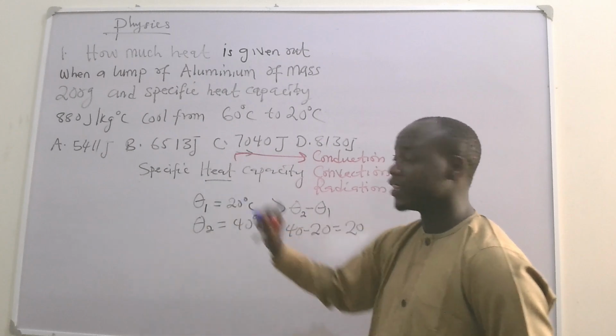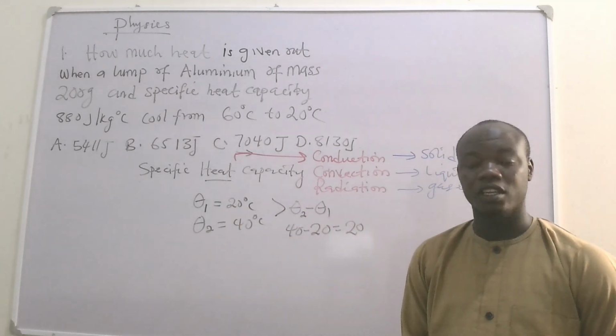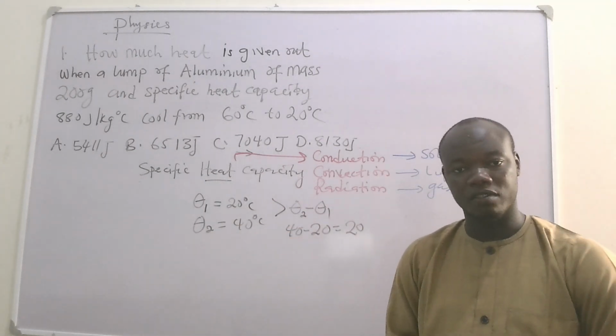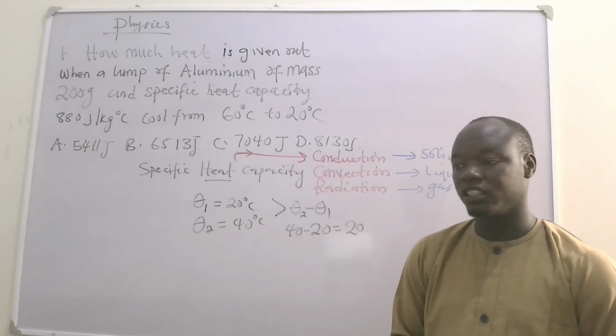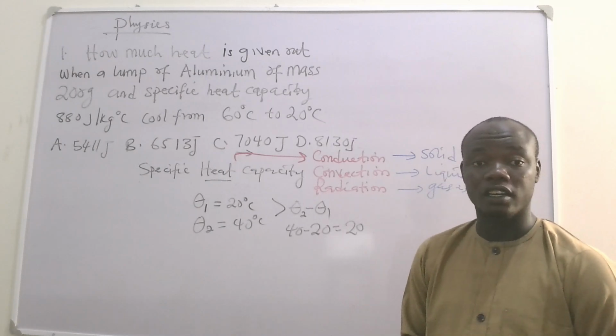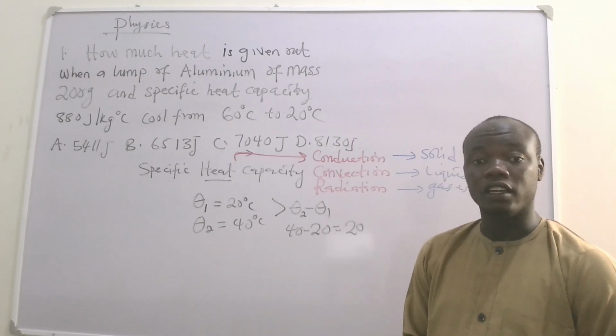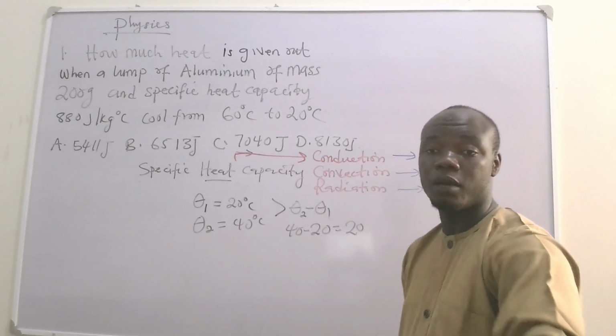So these are the differences between the different methods of heat transfer. So now we are going to look at the specific heat capacity. But before we define specific heat capacity, we have heat capacity. What is heat capacity? Heat capacity is defined as the amount of heat.